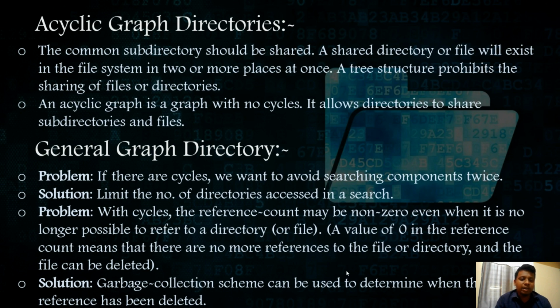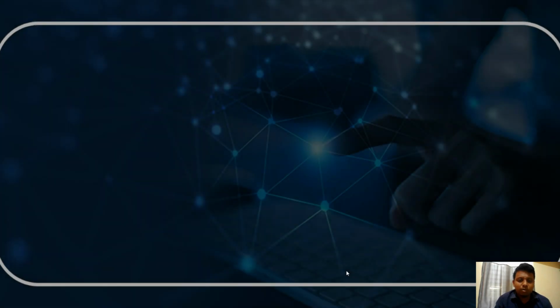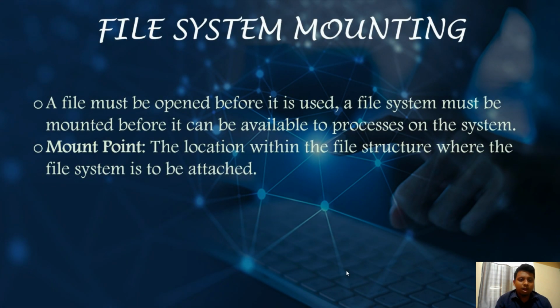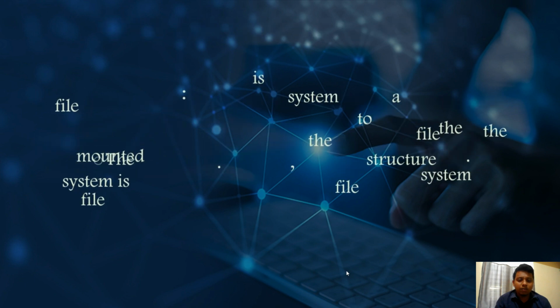This is all about the directory structures. Now let us move on to file system mounting. A file must be opened before it is used. A file system must be mounted before it can be available to processes on the system. Mount point: a location within the file structure where the file system is to be attached.